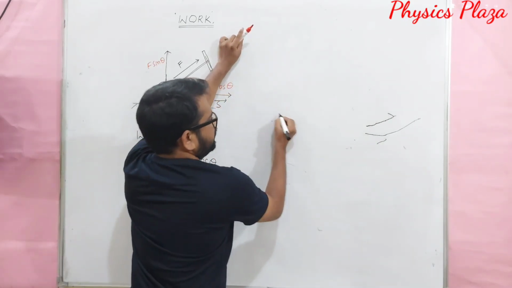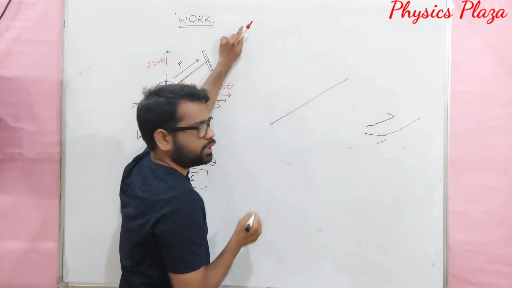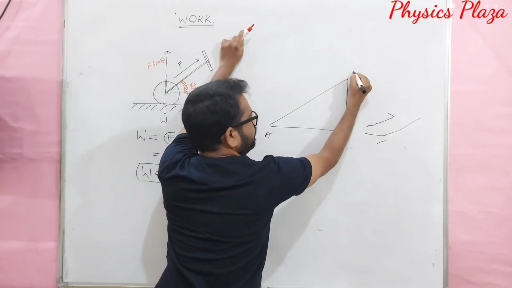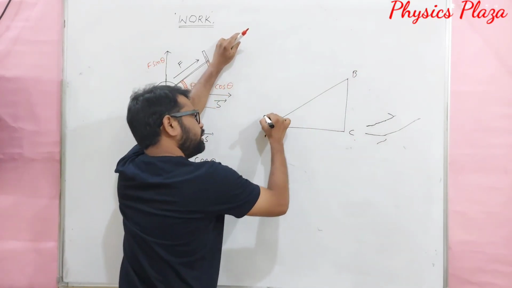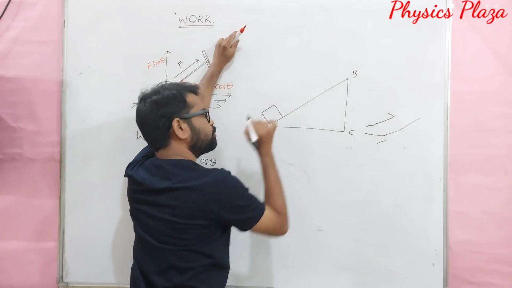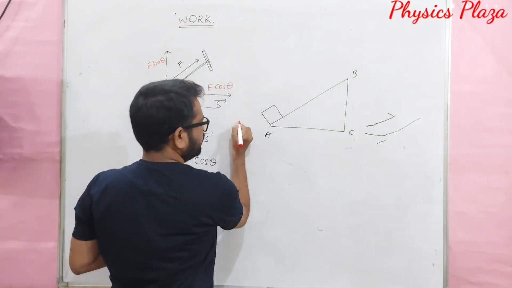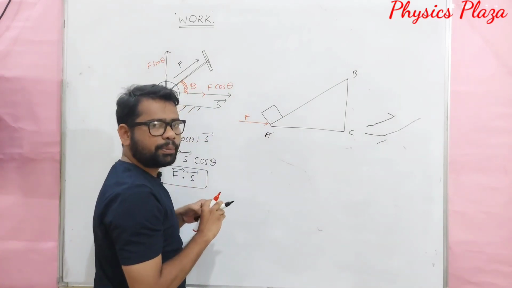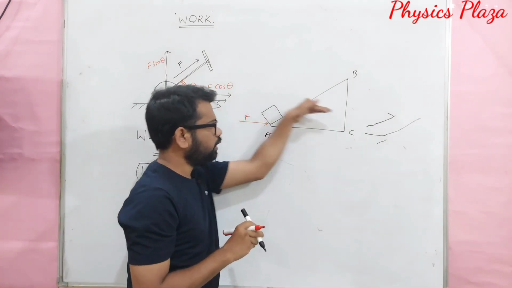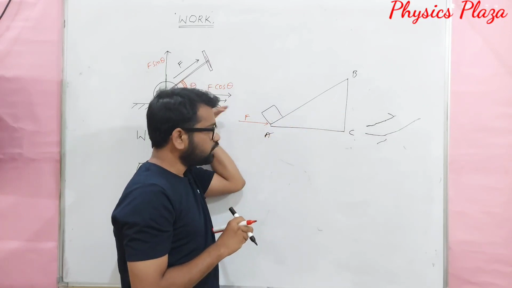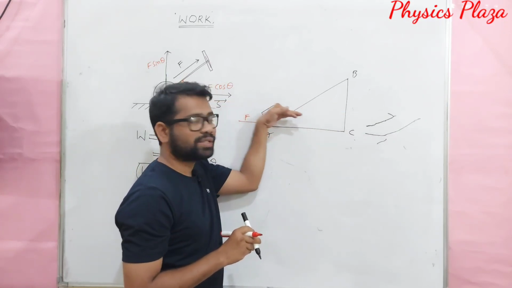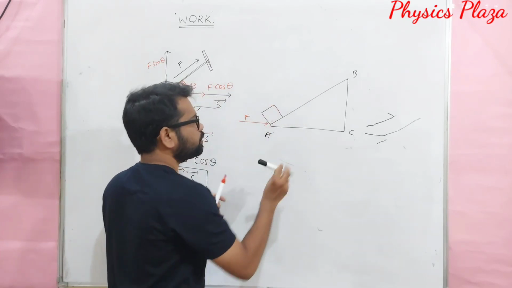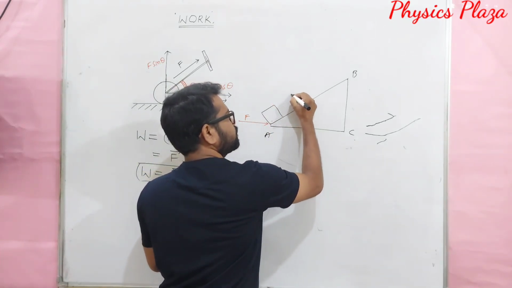For example, dear children, let us take an inclination like this, let us say an inclined plane, A, B, C. Here an object is there. On this object, a constant force F is acting horizontally. Do you think this body will go horizontally? Of course not. Force is acting horizontally, but the body cannot move horizontally. It will go along the inclination.